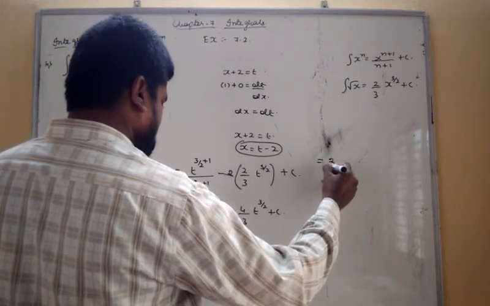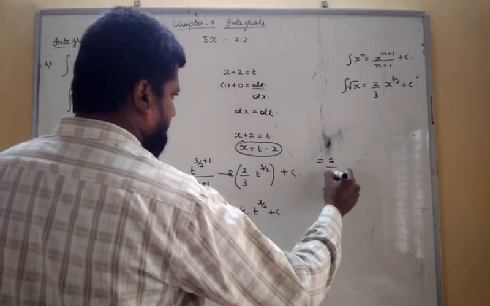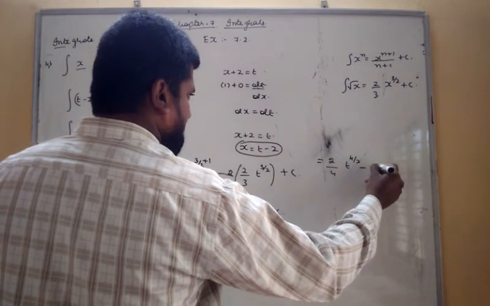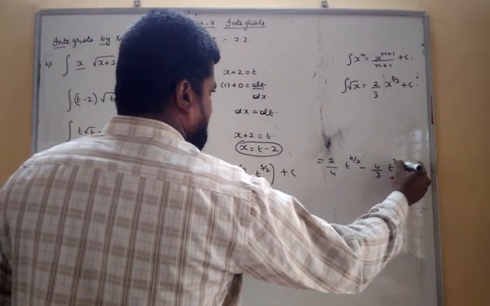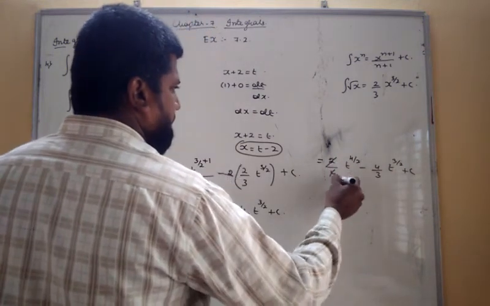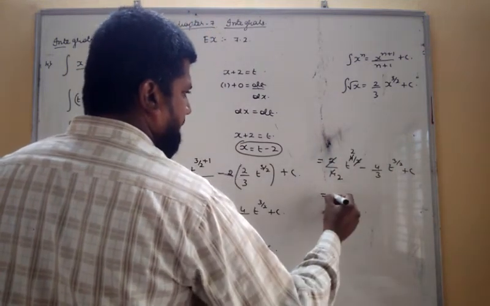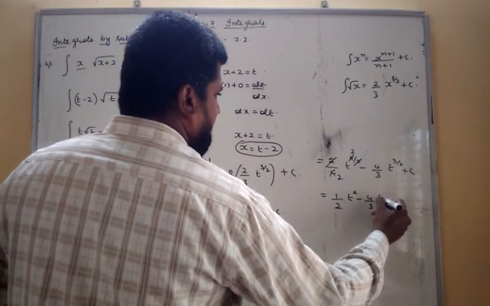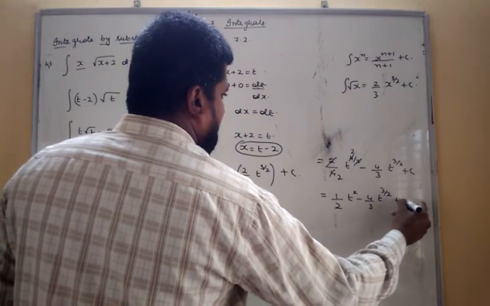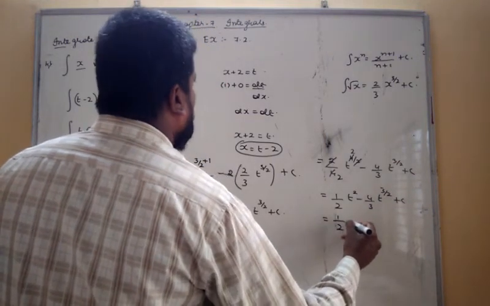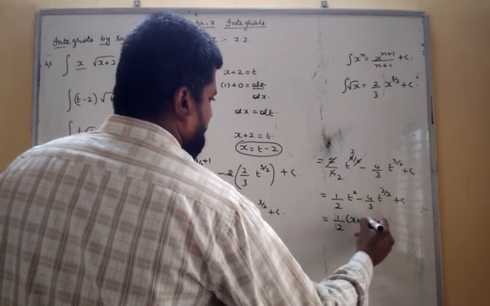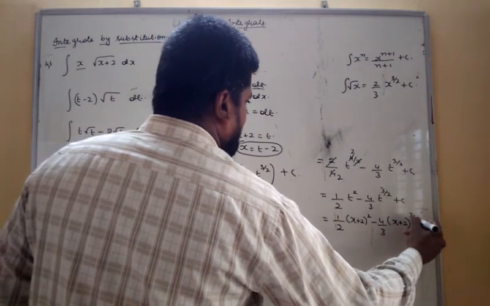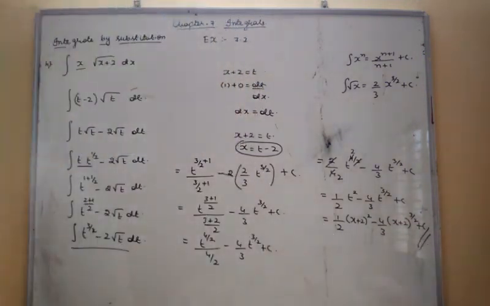That is equal to 2 by 4 t to the power of 4 by 2 minus 4 by 3 t to the power of 3 by 2 plus c. Then 2 ones are 2, 2 twos are 4, so 1 by 2 t square minus 4 by 3 t to the power of 3 by 2 plus c. The value of t is x plus 2, so it is 1 by 2 x plus 2 whole square minus 4 by 3 x plus 2 whole to the power of 3 by 2 plus c. So this is the answer.